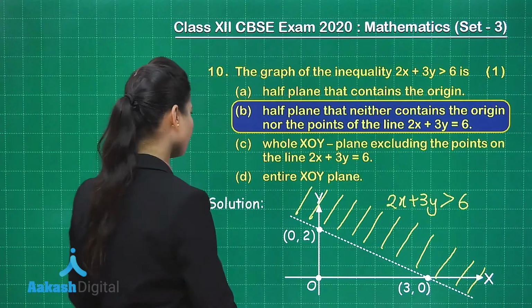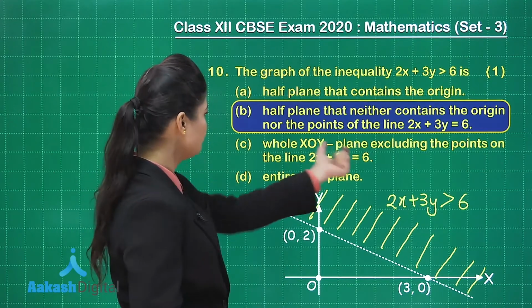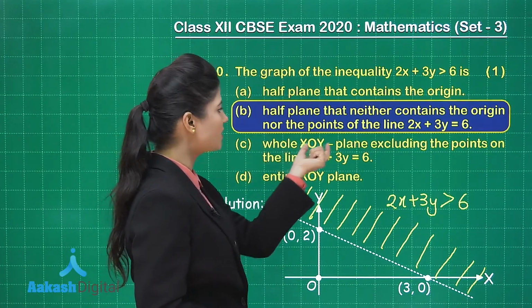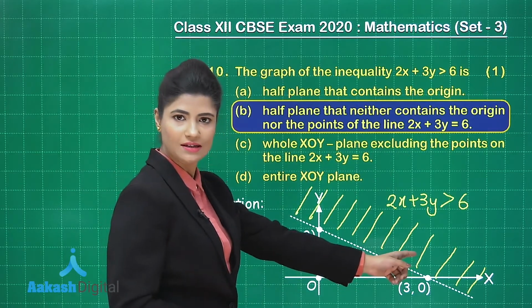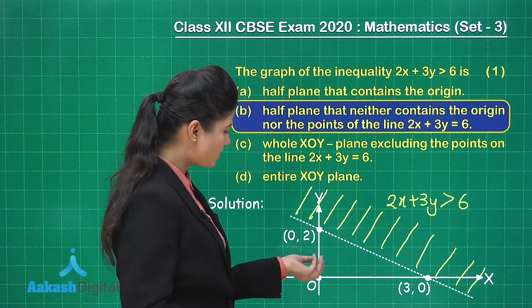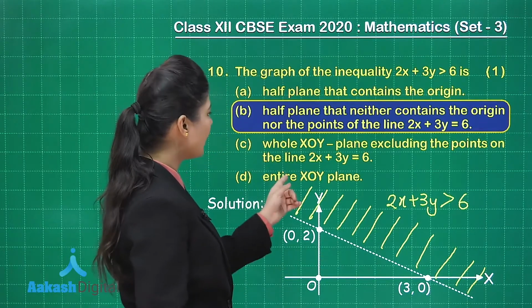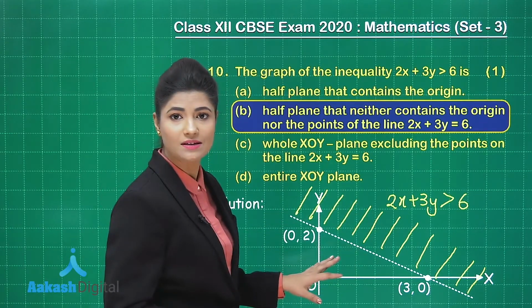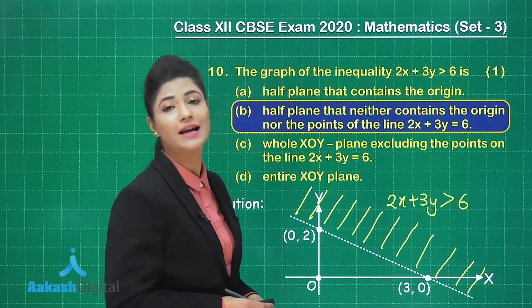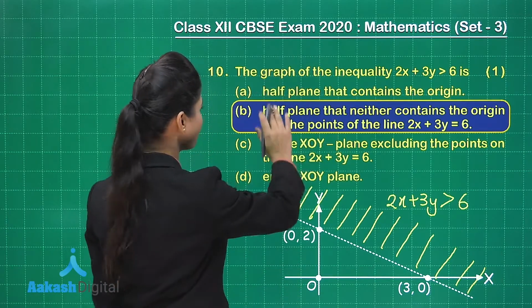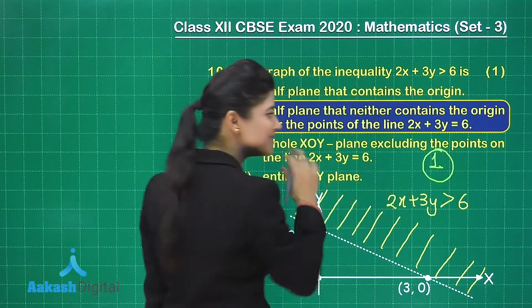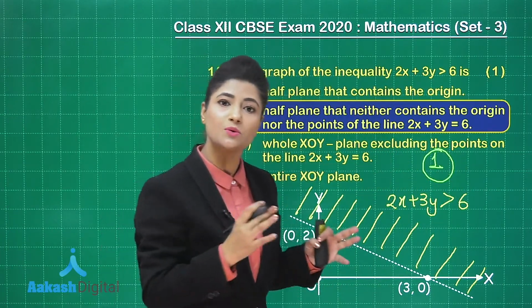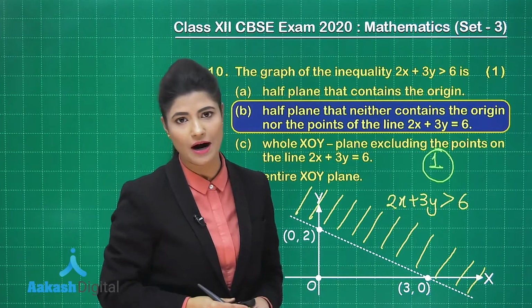Even if you want to go for options C and D, let me tell you, option C states whole XOY plane excluding the points on this line. Whole XOY plane cannot be considered because here this origin will also be part of that. An entire XY plane will also not be considered. So C and D are definitely incorrect. So the correct answer here is option B for question number 10, and you will score a complete 1 mark for answering this correctly. So here we come to the end of the MCQ part of section A.